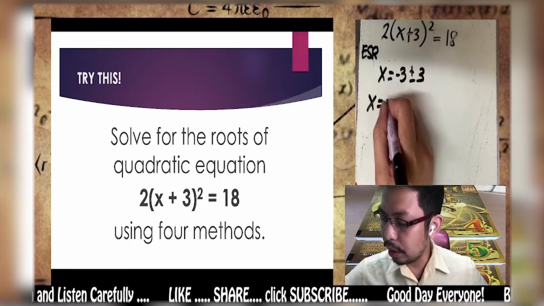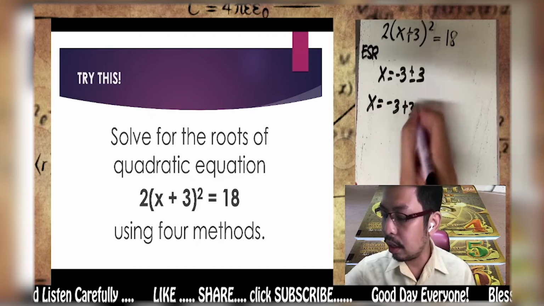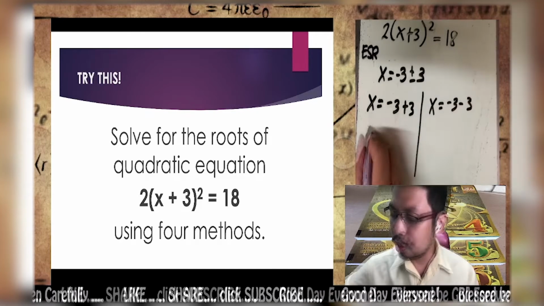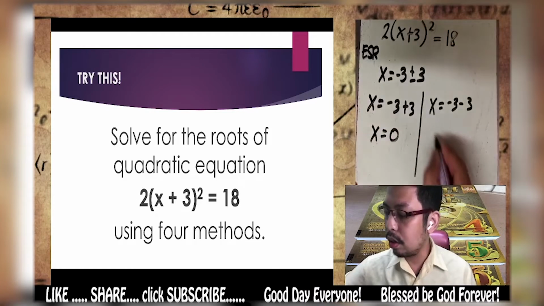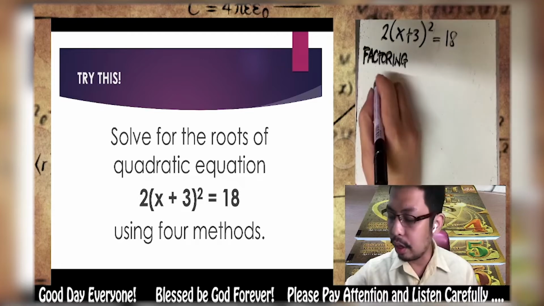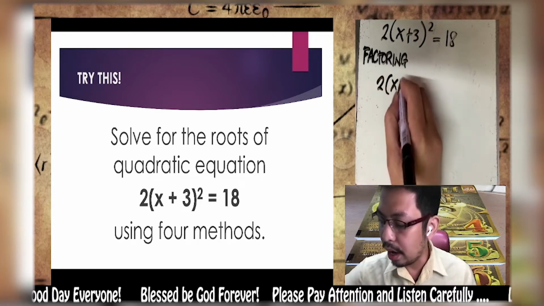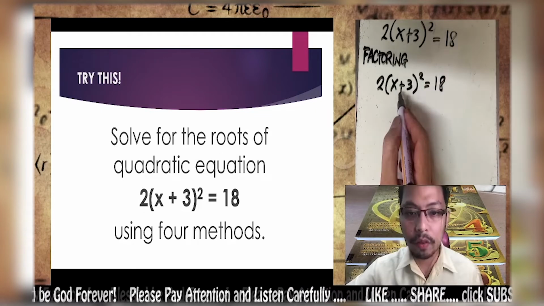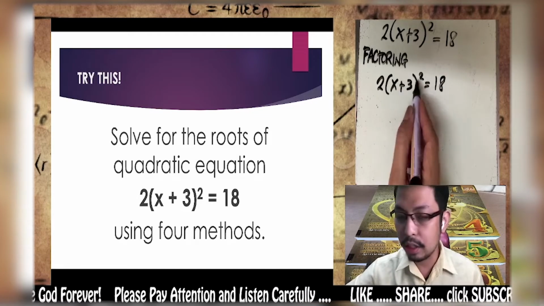So we have x is equal to negative 3 plus 3. And the other one is x is equal to negative 3 minus 3. So the first root is equal to 0 and the second root is equal to negative 6. By factoring, we have 2 times the quantity x plus 3 squared is equal to 18. First, we FOIL the quantity x plus 3 squared.